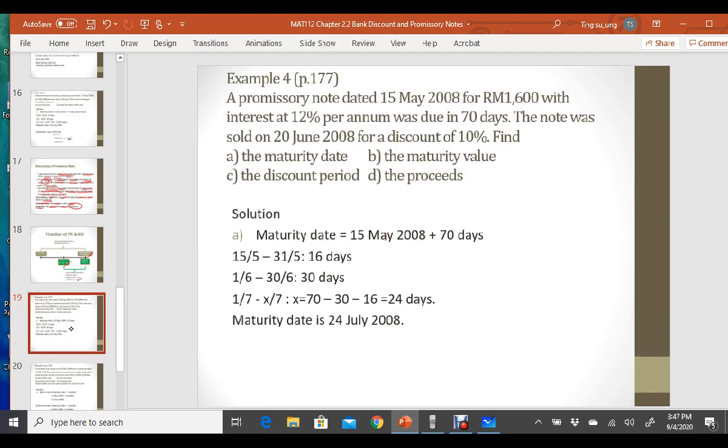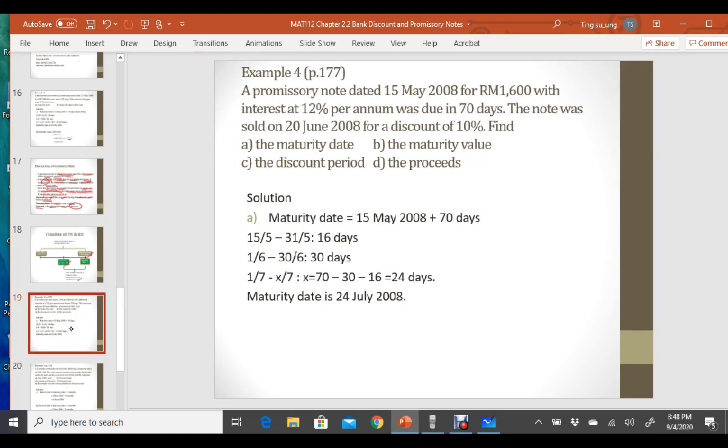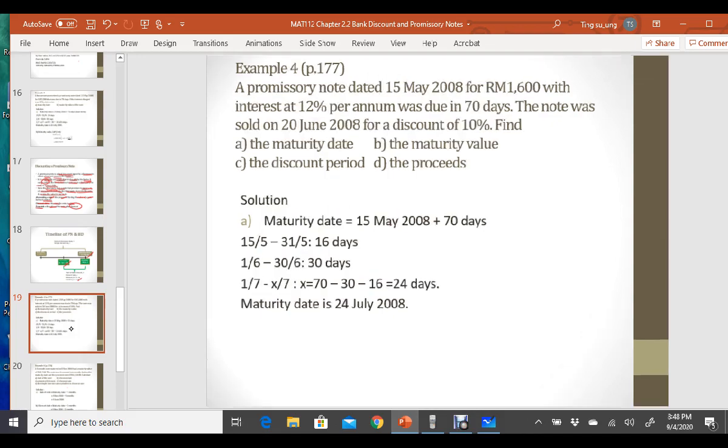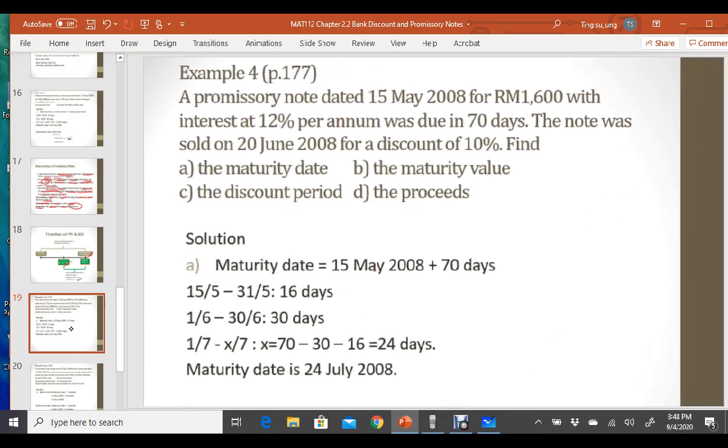Okay, let us look into example 4 here on page 177. This is the extension from example 3. Again, a promissory note dated 15 May 2008 for RM1,600 at an interest of 12% and due in 70 days. The add-on here is the note was sold on 20 June 2008 for a discount of 10%.